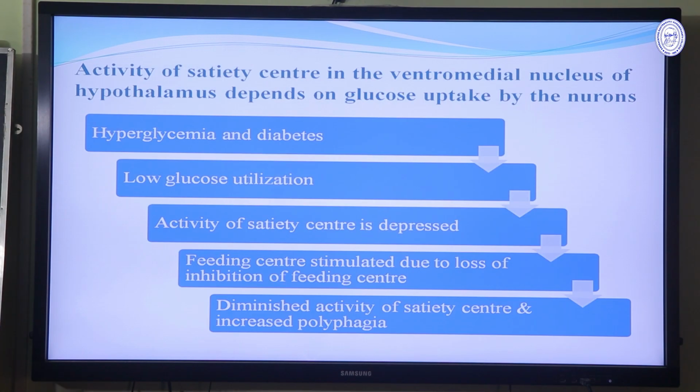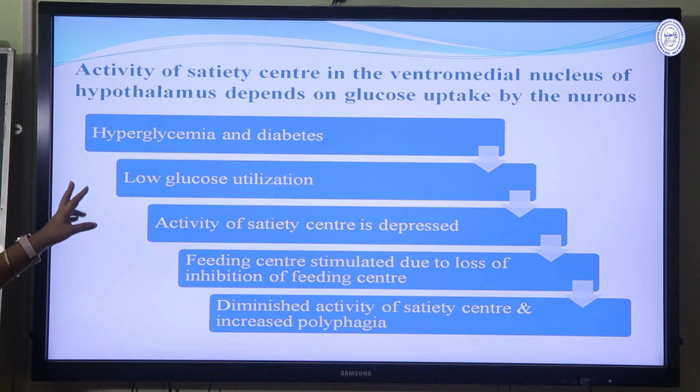So, how does obesity cause type 2 diabetes, and polyphagia is a common symptom in type 2 diabetes and diabetes related obesity. It is very common that obesity is associated with type 2 diabetes, or type 2 diabetes is associated with obesity. Why does it occur? Polyphagia is one of the reasons for it.